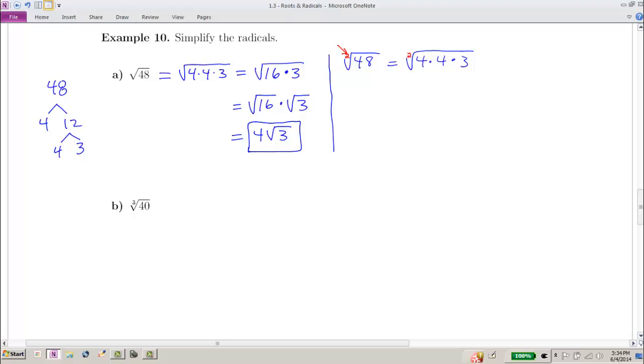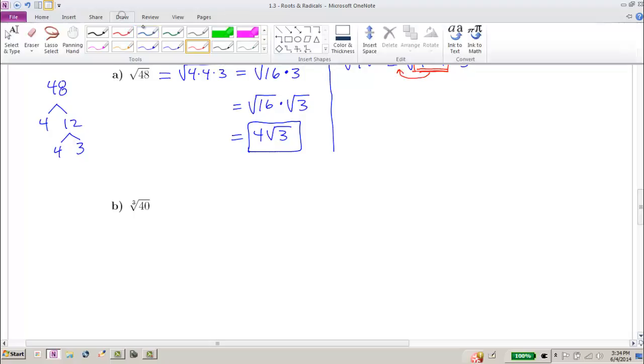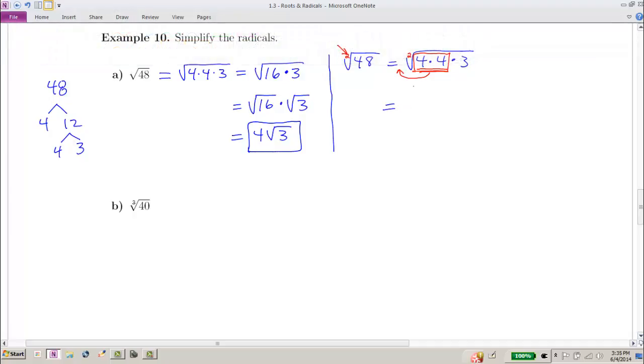And so with square roots, as long as I have a pair, if I have 2 of the same factor inside, then I get to bring those out. They become 1 factor outside, and then they both disappear from inside the radical. So 2 4s inside becomes 1 4 outside, and now both those 4s are gone and we're left with 3. Same thing that we got with the other method.